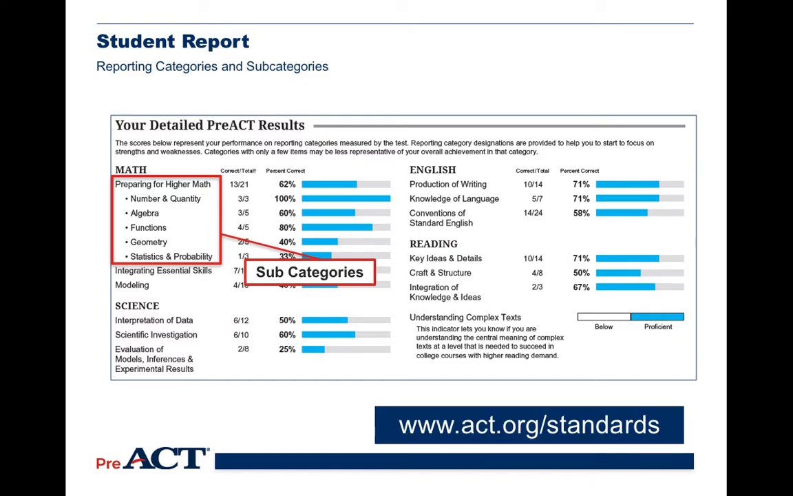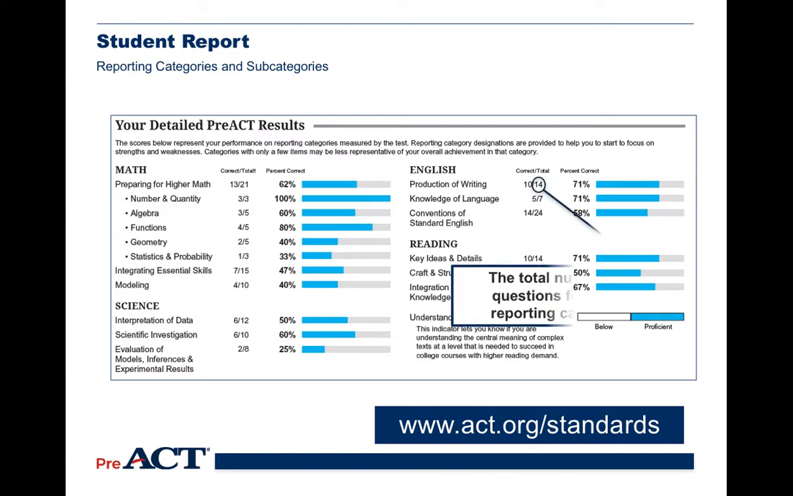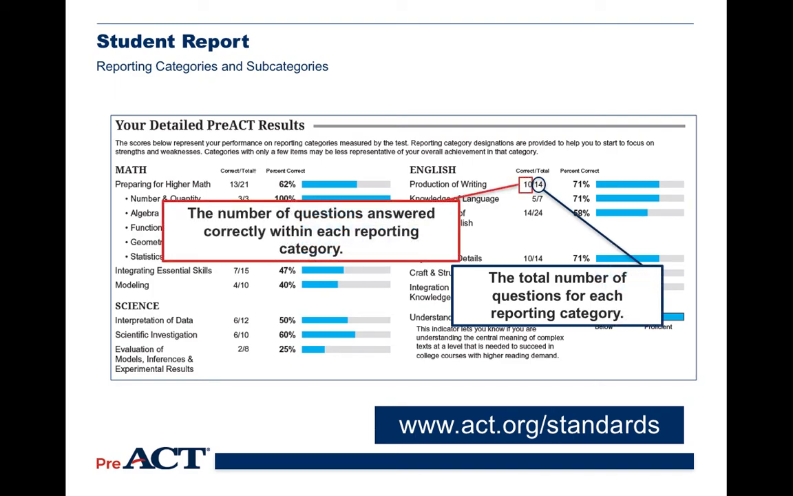For more details on the reporting categories, go to act.org/standards. For each reporting category, you will see the total number of questions and the total number a student answered correctly. In this example, the Production of Writing category under English contains 14 questions, and our sample student answered 10 correctly.